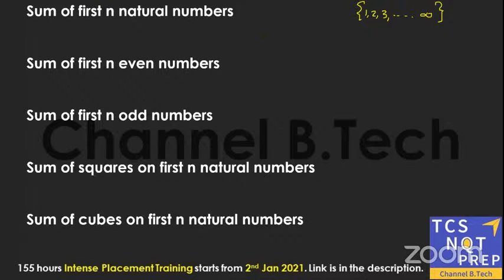If they ask for the first n natural numbers, the first term is what? 1, right? The last term will be n. So what is the formula to find the sum of n terms in a series? Natural numbers are in arithmetic progression with common difference 1, right? So the sum value is (A plus L) by 2, into n. That is the formula to find the sum, right? So here the A value is 1, the last term is n, divided by 2, into n.